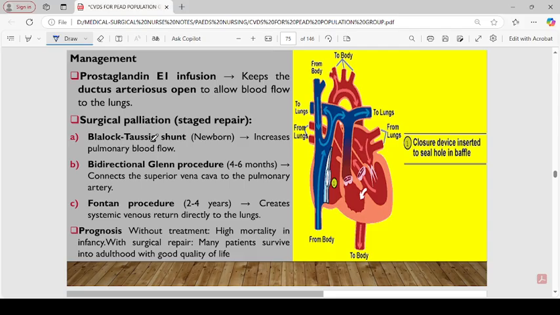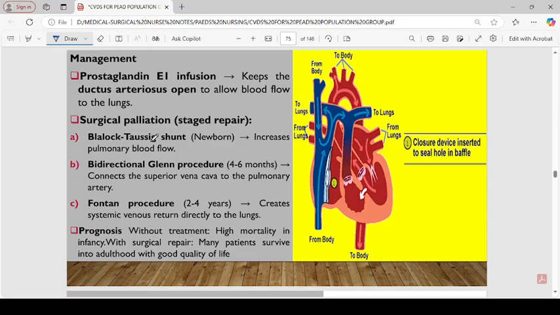In terms of management, a patient with tricuspid atresia could be given prostaglandin E1 infusion just to keep the ductus arteriosus open to allow blood flow to the lungs. You could also perform surgical palliation, that is through a staged repair. So we could have the Blalock-Taussig shunt in infants, which is going to help increase pulmonary blood flow. Also, the bidirectional Glenn procedure, at about 4 to 6 months, which will connect the superior vena cava to the pulmonary artery.